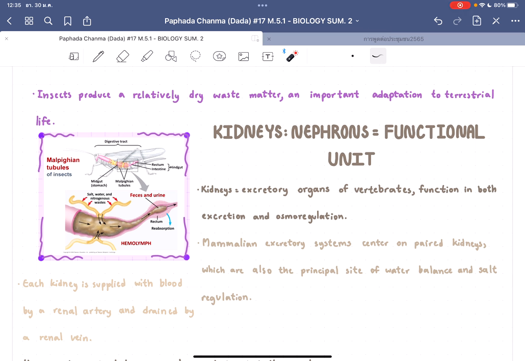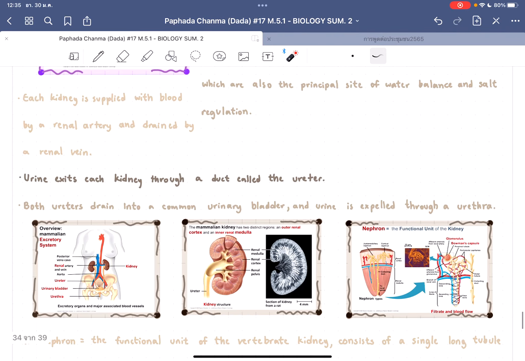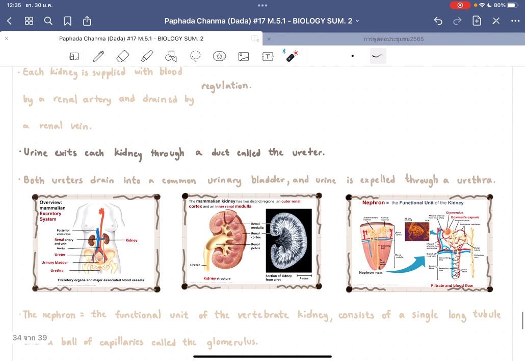Kidney: nephrons are the functional unit. Kidneys, the excretory organs of vertebrates, function in both excretion and osmoregulation. The mammalian excretory system centers on paired kidneys, which are also the principal site of water balance and salt regulation. Each kidney is supplied with blood by a renal artery and drained by a renal vein. Urine exits each kidney through a duct called the ureter. Both ureters drain into a common urinary bladder, and urine is expelled through the urethra.